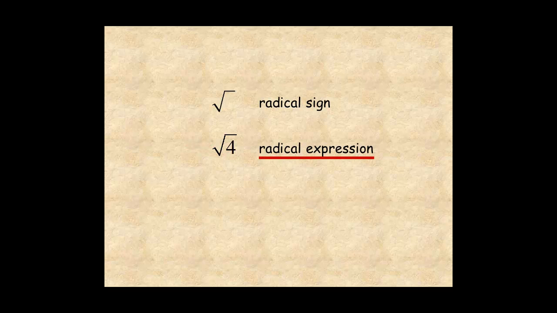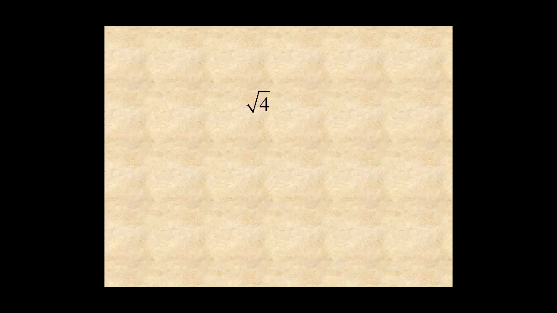The symbol used to represent a square root is the radical sign. An expression with a radical sign is called a radical expression. The expression under the radical sign is called the radicand. So here's an expression for the positive square root of 4. Here's an expression for the negative square root of 4. You can use a plus or minus sign to combine the two expressions.